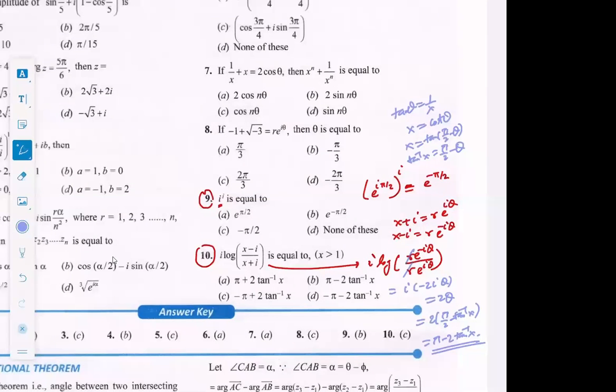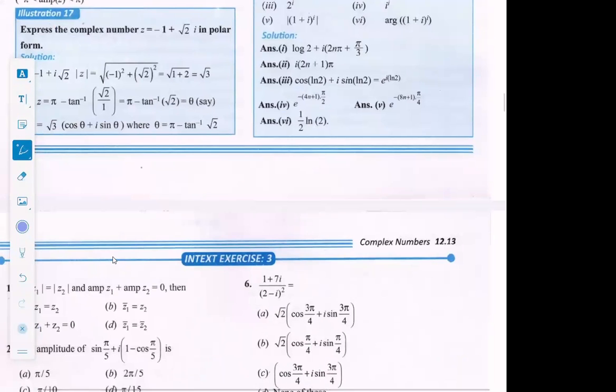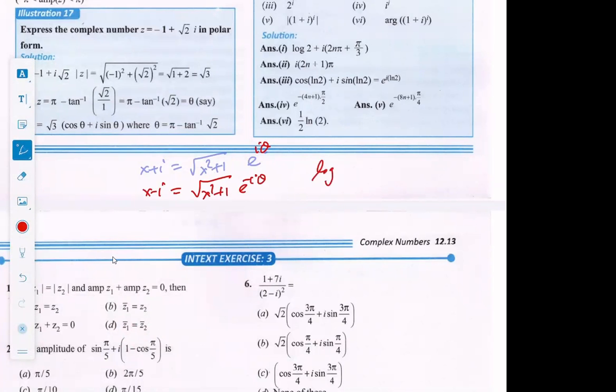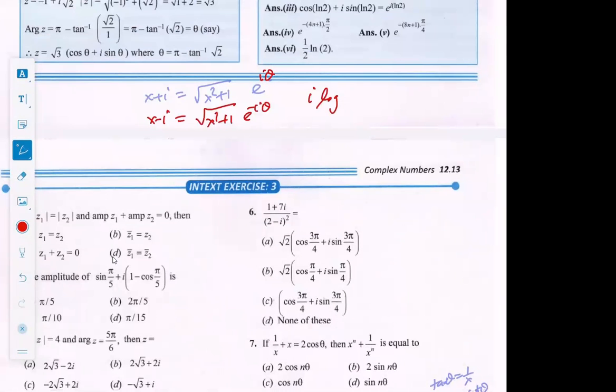Understood? Look, x plus i you can write as its modulus into e to the power i theta, where theta is its argument. Similarly, if you take the conjugate, you will get this. Now we have to find i into logarithm of: numerator is under root of x square plus 1 e to the power minus i theta, denominator is under root of x square plus 1 e to the power i theta.